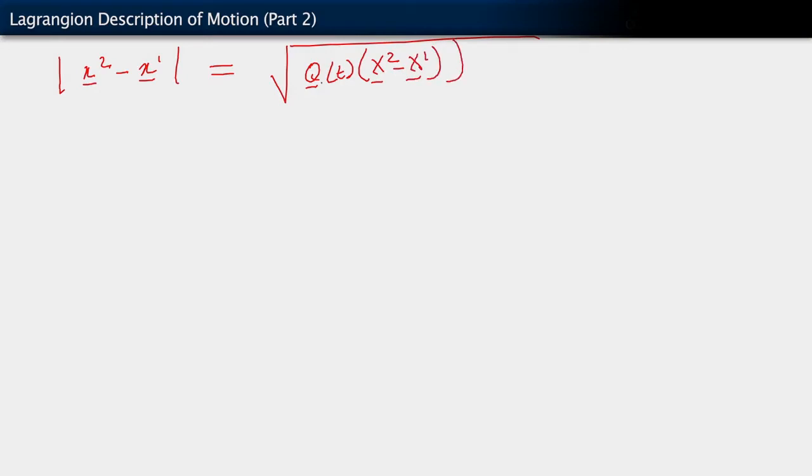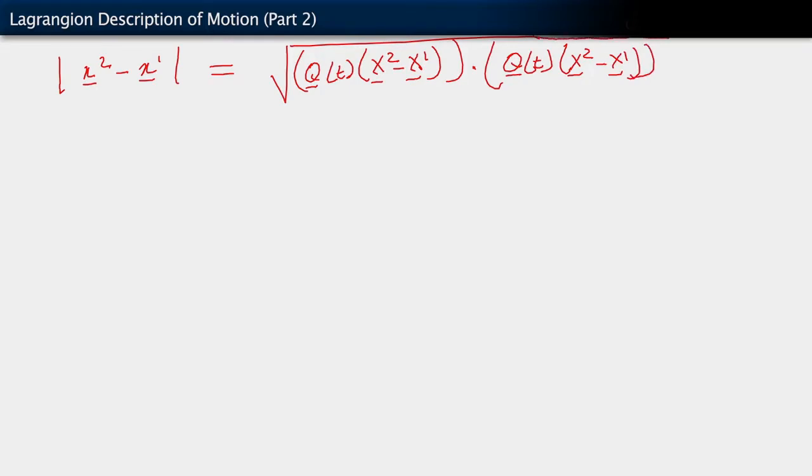So the length of x2 minus x1, from the definition of the magnitude of a vector, is just the square root of q t times X2 minus X1, all of this dotted with q t times X2 minus X1. Let me extend that square root symbol all the way.